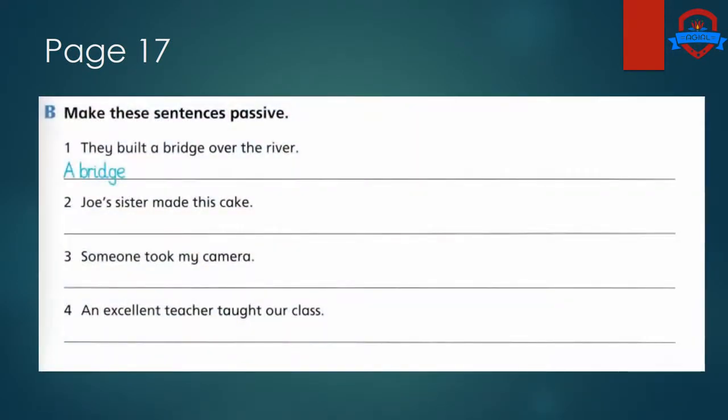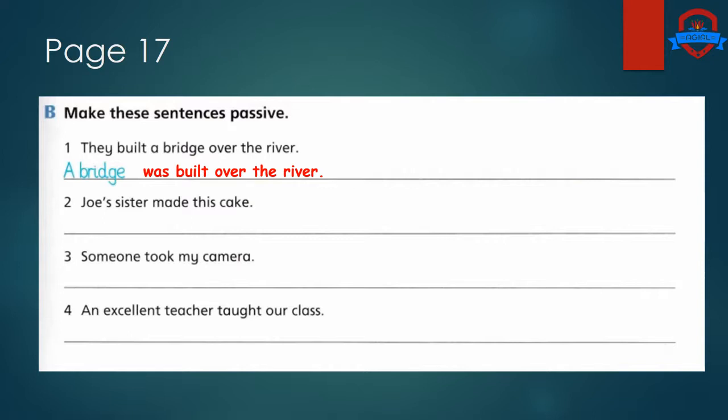Exercise on page 17. Letter B. Make these sentences passive. Number 1. They built a bridge over the river. A bridge here, singular or plural? Singular. So we will use a bridge was or were? Were? Are you sure? Was. Right. Was built over the river.